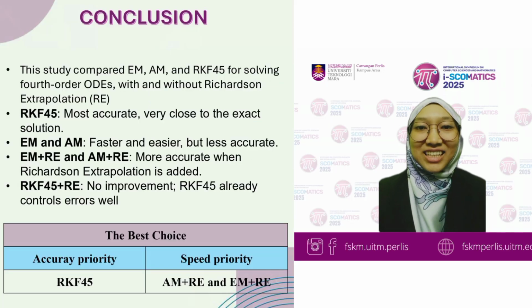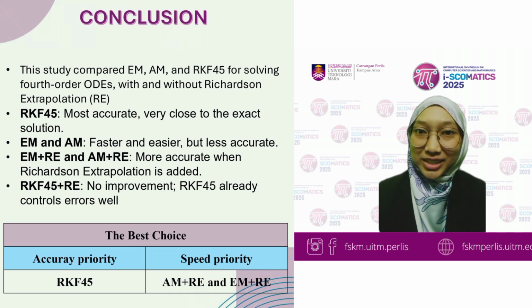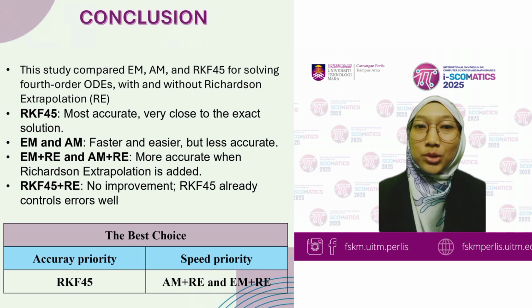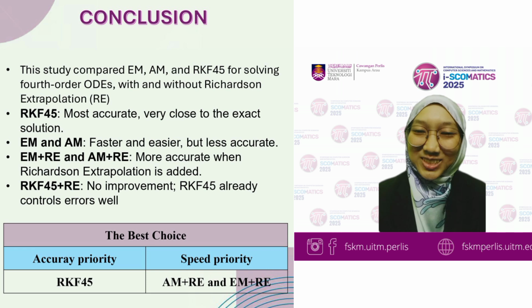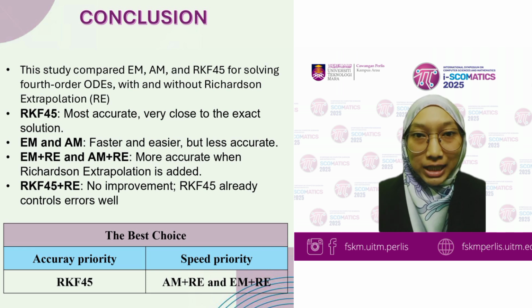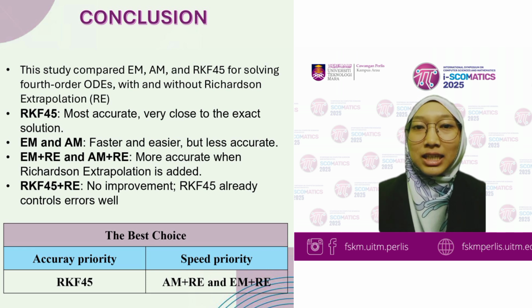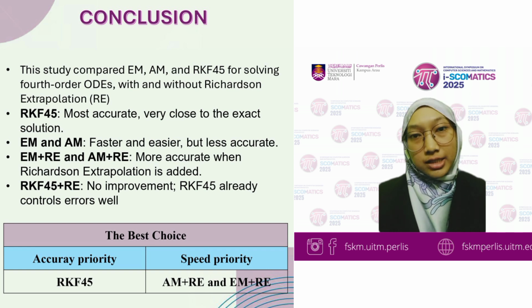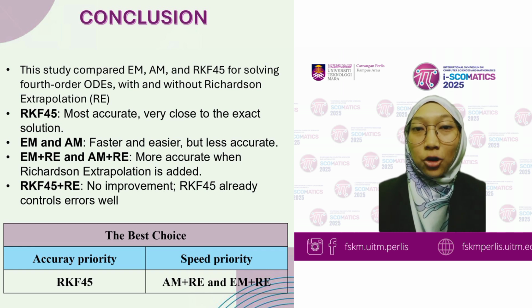To conclude, this study compared Euler, Adams-Moulton, and RKF45 for solving higher order ODEs with and without Richardson extrapolation. RKF45 is the most accurate method, closely matching the exact solution but slower. Euler and Adams-Moulton are faster but less accurate. Combining Richardson extrapolation with both Euler and Adams-Moulton improves accuracy significantly. RKF45 combined with Richardson extrapolation, however, gives no additional advantage since RKF45 already controls the error very well.